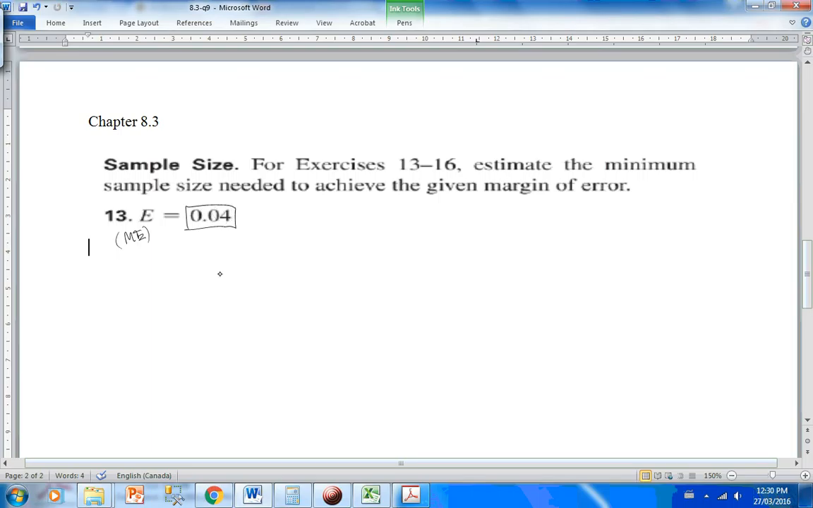So we know that for a 95% confidence interval, margin of error is simply 2 times the standard deviation of the sample proportion if we're dealing with proportions, and of the sample mean if we're dealing with sample means. And we have also seen previously that in the case of proportions, the sigma turns out to be square root of p times (1 minus p), divided by square root of n.